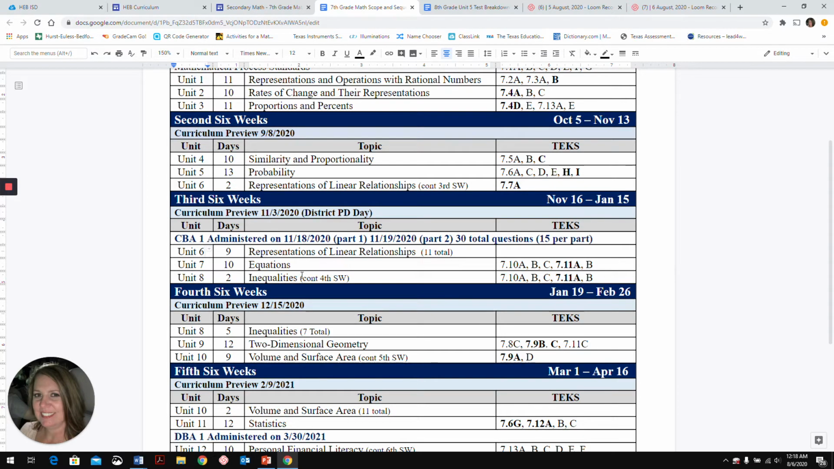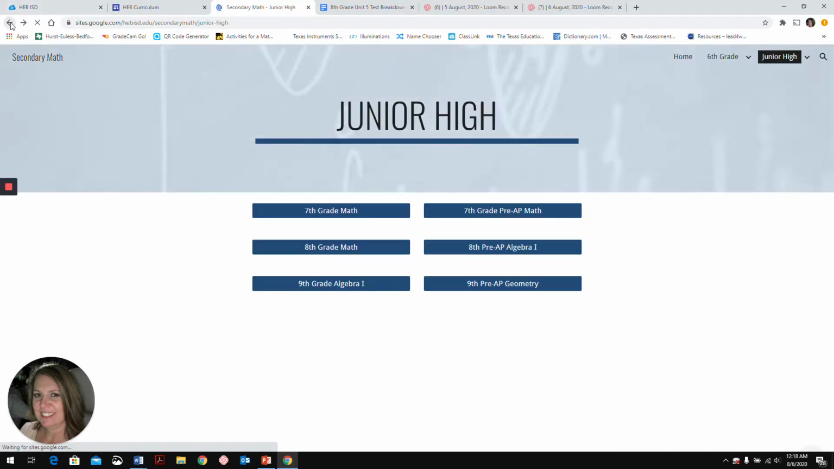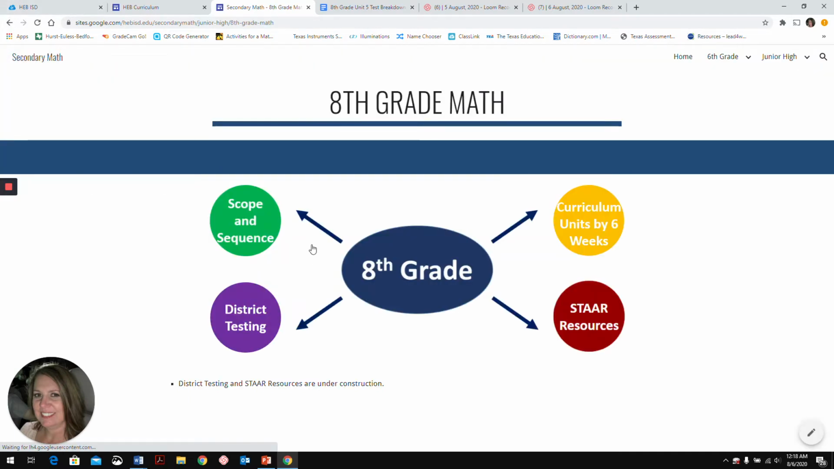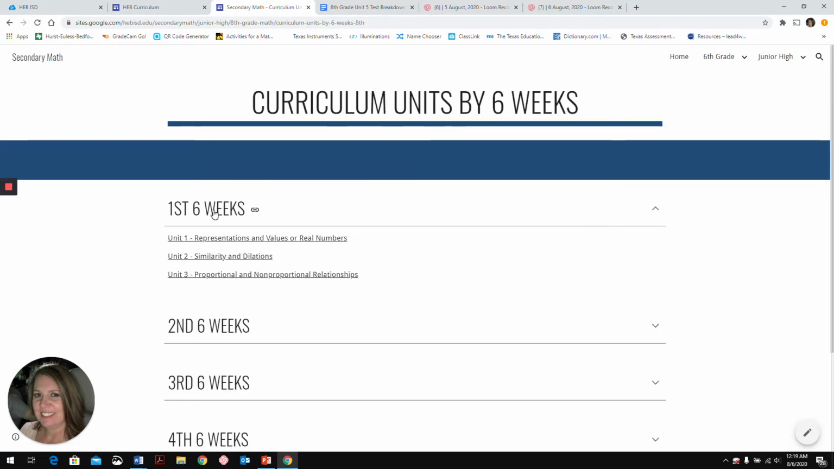So hopefully you will like those changes. So scope and sequence, pretty much the same, just a few differences. Let's look at a curriculum unit, but let's go into a different course. We'll take 8th grade math. First 6 weeks, representations and values of real numbers.